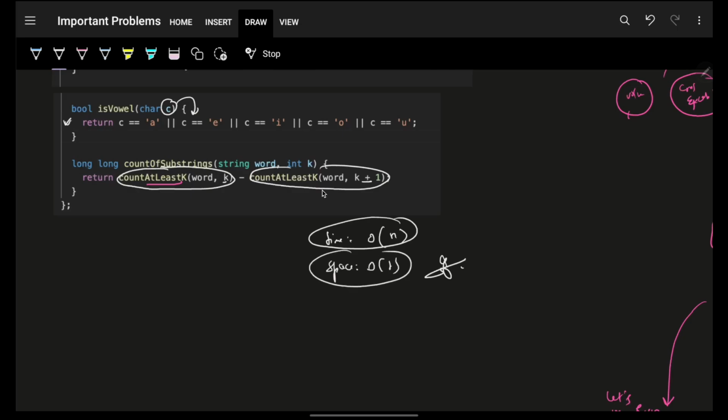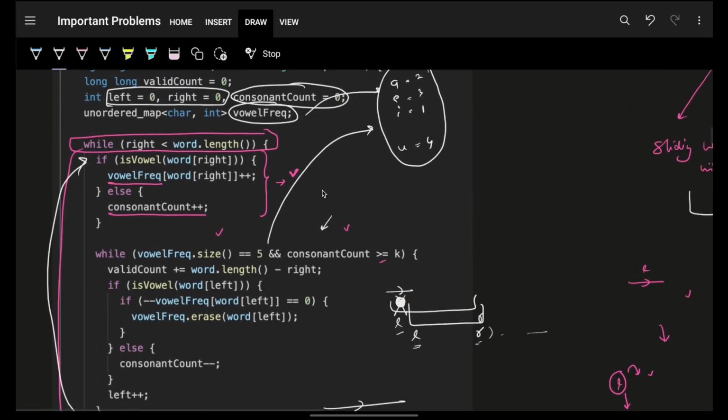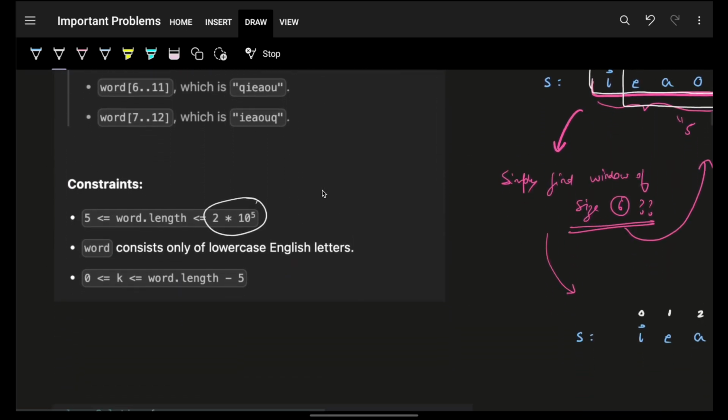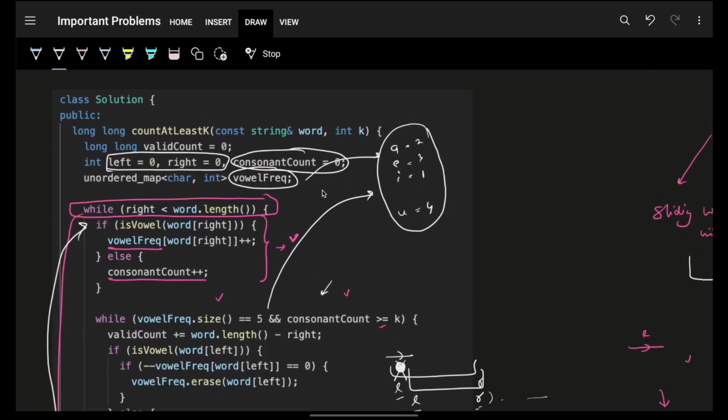Cool. I hope you guys liked it. Again, the brute force approach I didn't discuss. There's an O of n space approach as well, which is also not significant. So yeah, that's your answer.